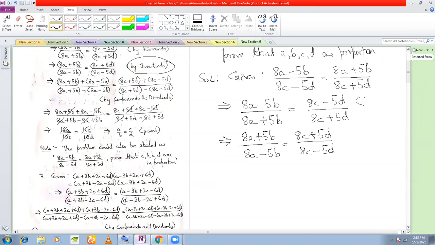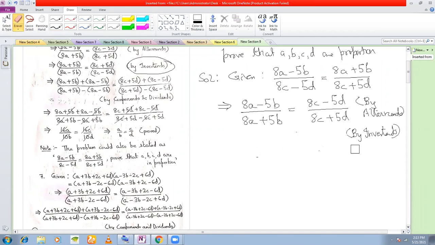Okay. This is by alternando. And this is by invertendo. You can change this to by invertendo and then proceed. Otherwise, you can skip this process also. But this time in the note I have done by using invertendo, let us do here without invertendo.